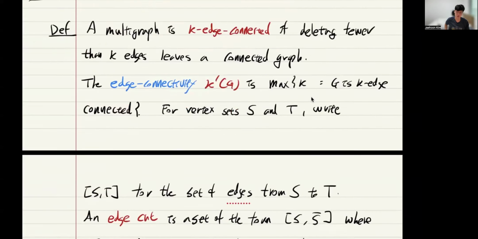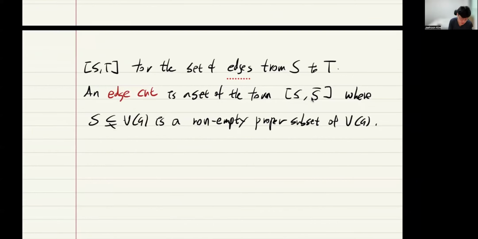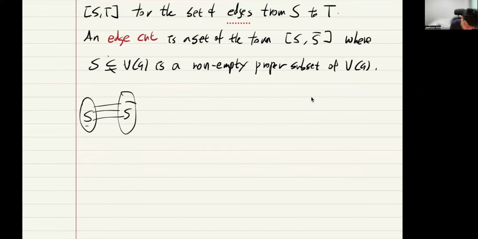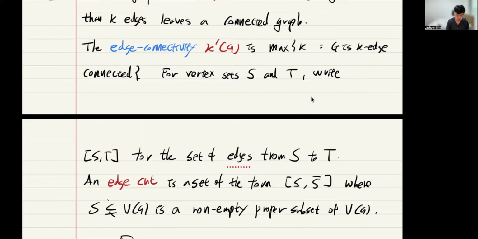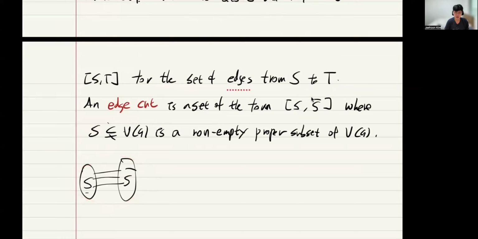So this is natural when we talk about edge deletion. How many edges do we have to delete to disconnect the graph? And this edge cut is the set of edges between the two vertex sets, S and its complement. And in terms of studying edge connectivity, this edge cut is an important concept, because essentially when we want to disconnect the graph, the only sets we have to consider are edge cuts.